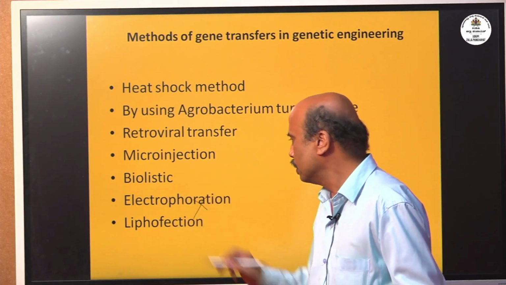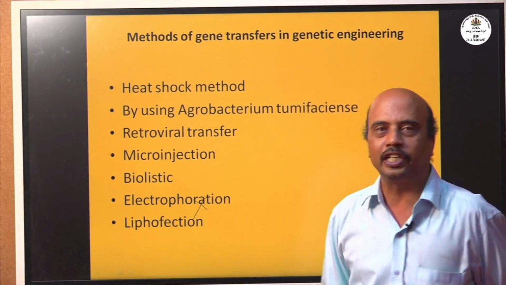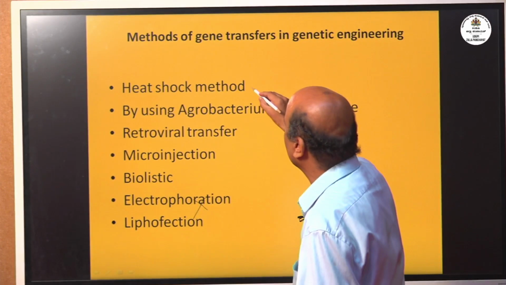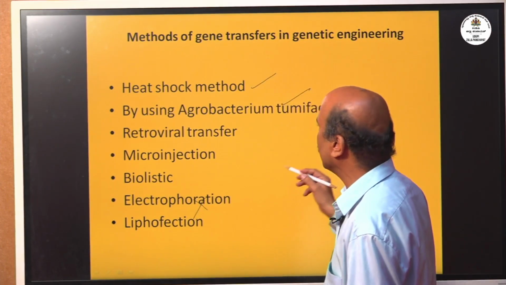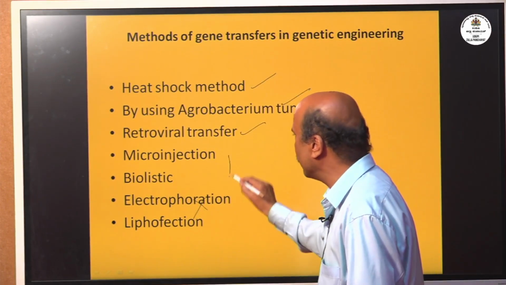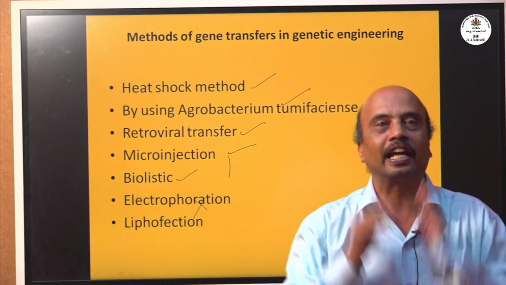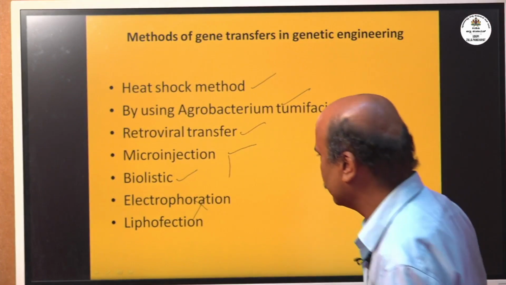These are the two methods of gene transfer that were not mentioned in the NCERT book. Okay. Heat shock method is preferred for bacteria. This is for plants. This is for animals. And these two methods, one is for animals, another one is for plants, without using a vector, direct delivery of genes.